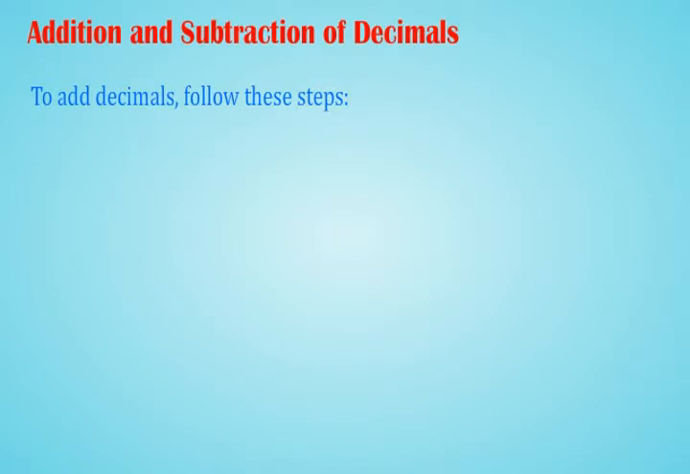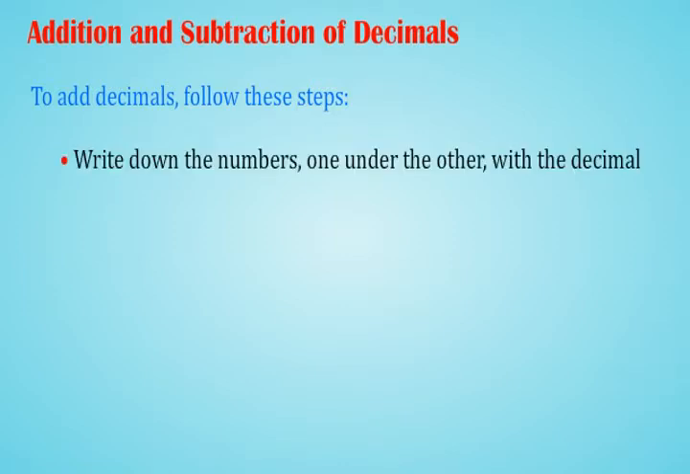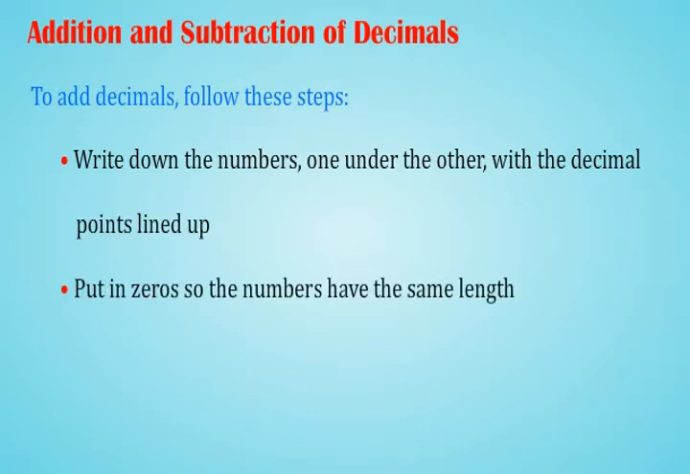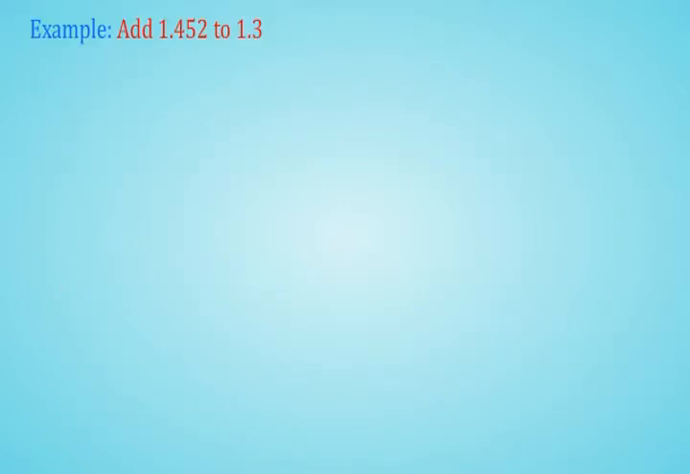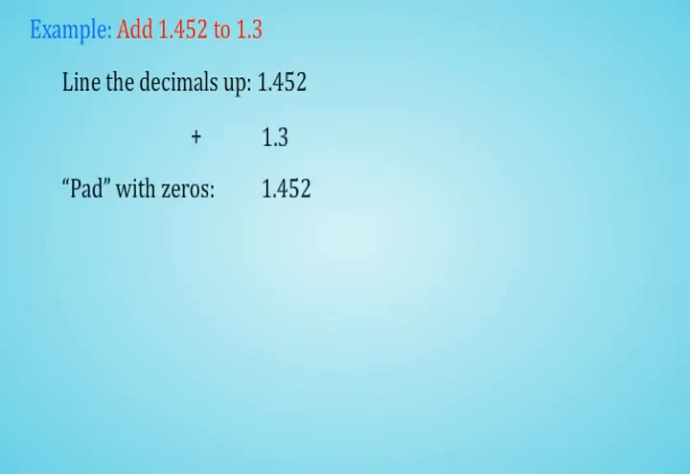Addition and subtraction of decimals. To add decimals, follow these steps. Write down the numbers one under the other with the decimal points lined up. Put in zeros so the numbers have the same length. Then add using column addition, remembering to put the decimal point in the answer. Example, add 1.452 to 1.3. Line the decimals up.